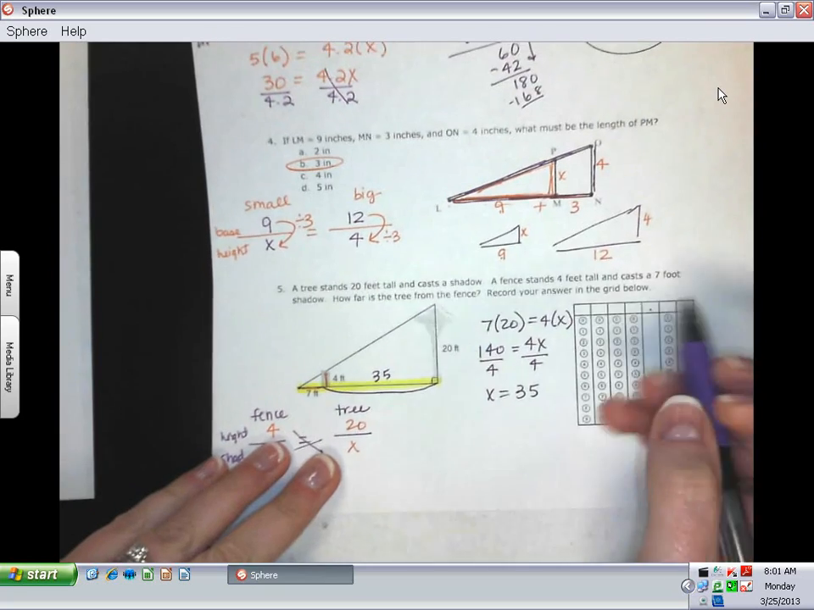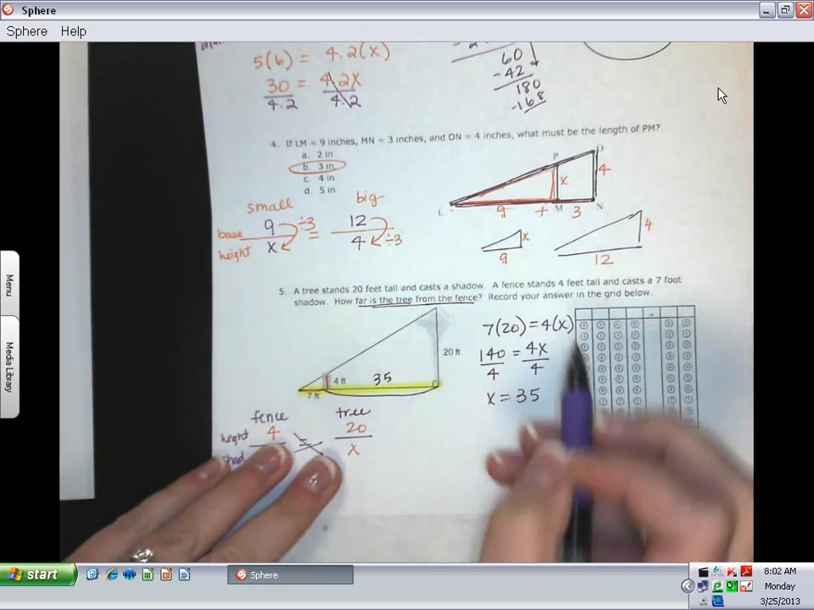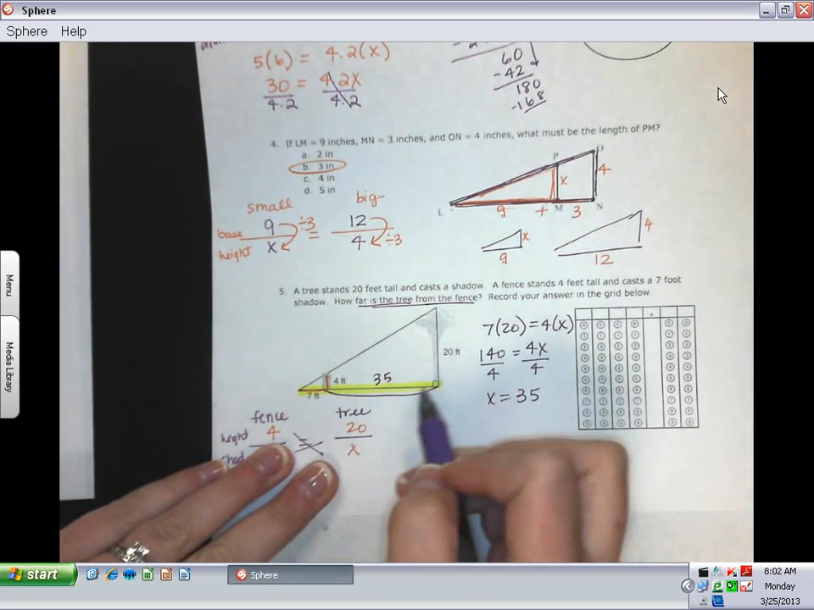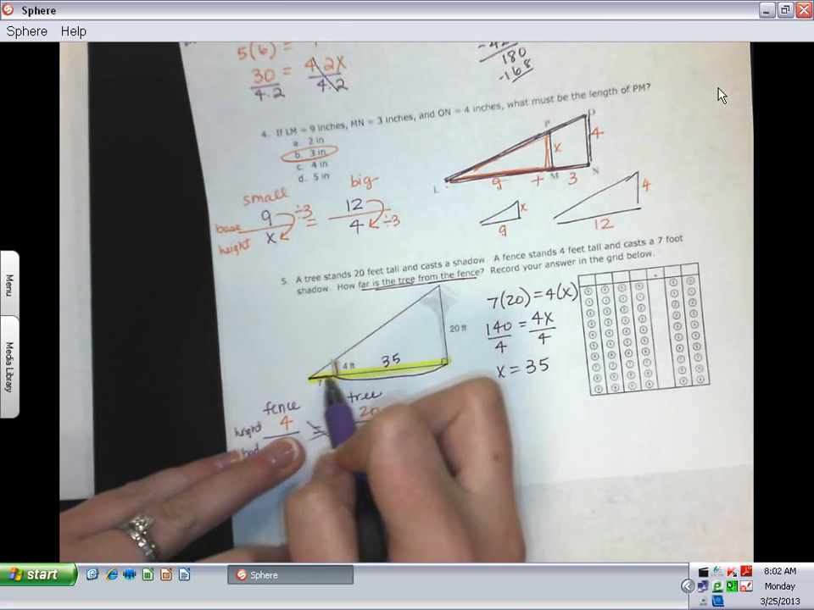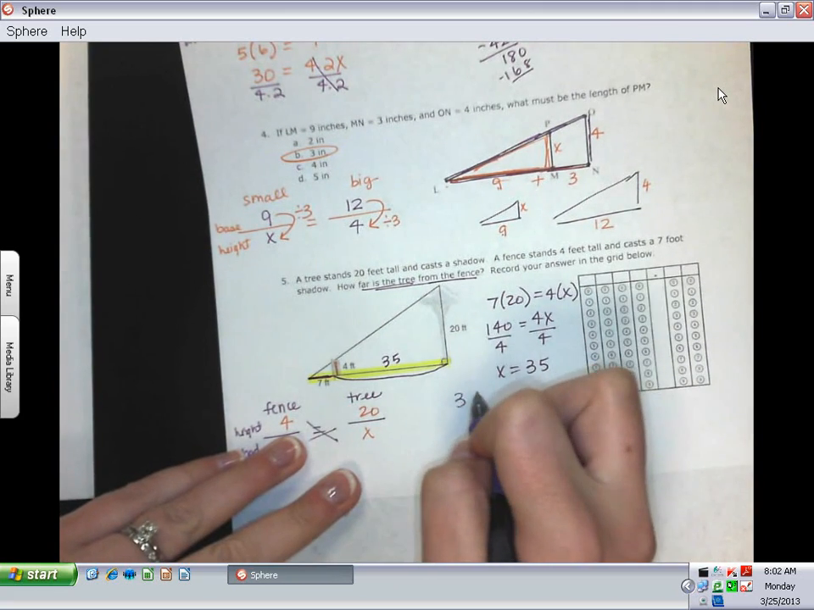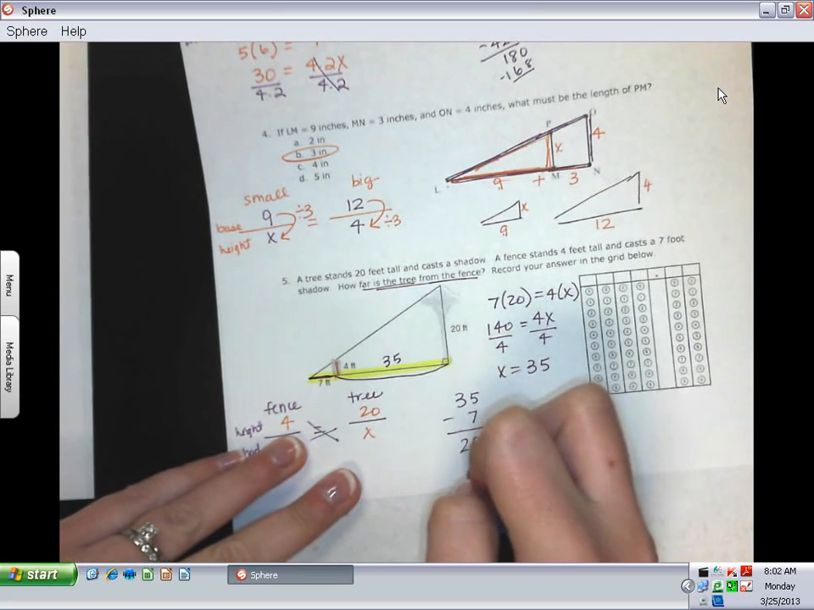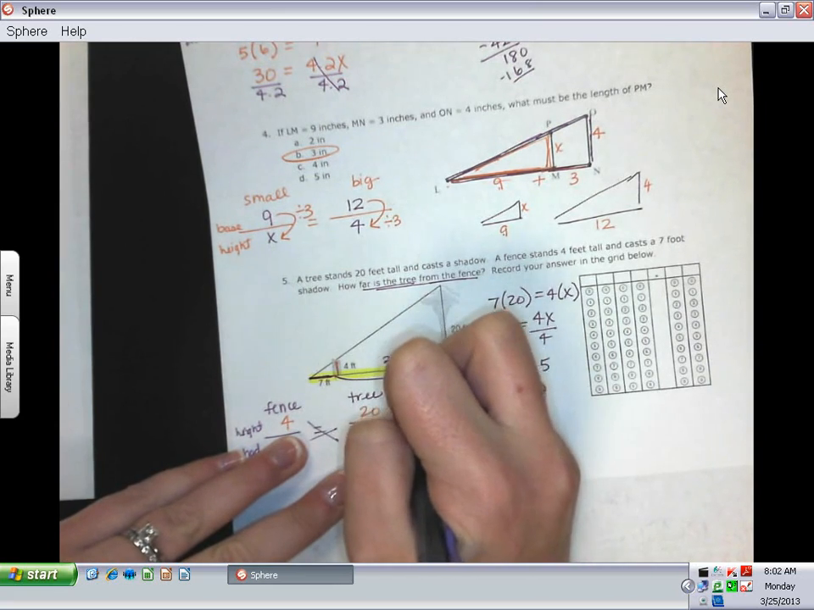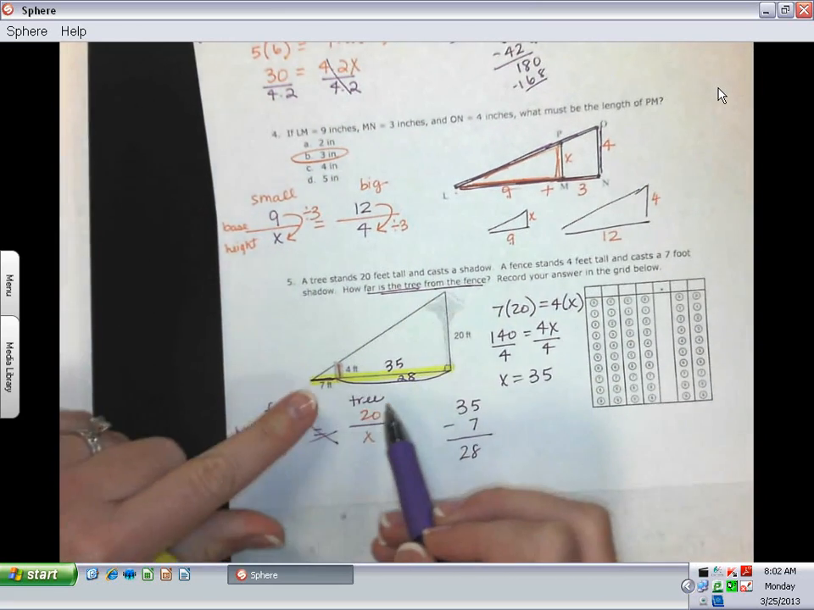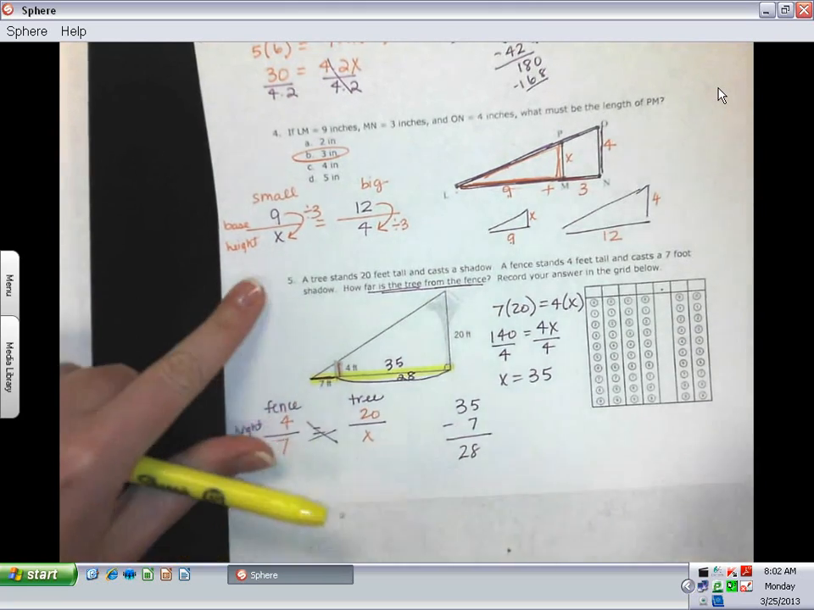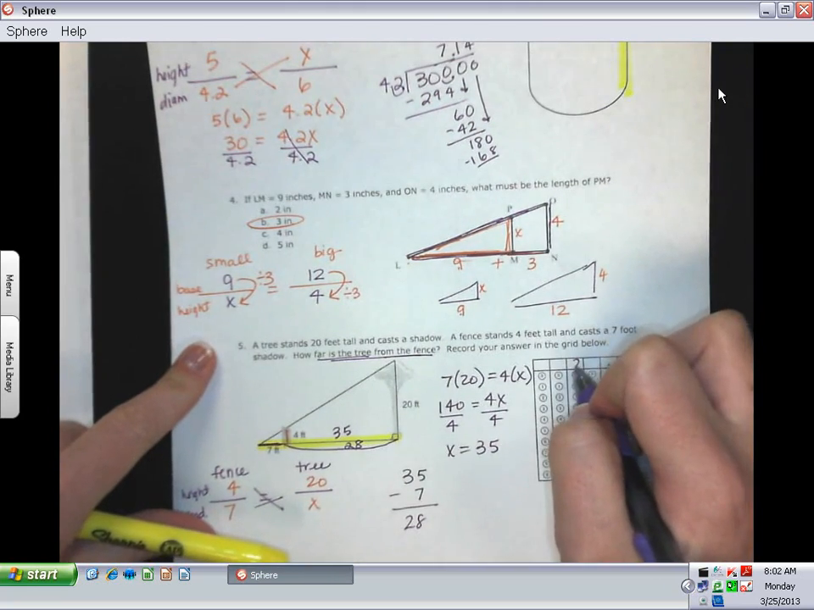But the question says, how far is the tree from the fence? I only want this part here. If this is 7, I can take that 7 from the 35 and get 28. So I know this smaller piece here is 28. If you go and check it, 7 plus 28 adds up to 35. So in your grid, you need to put a 28.